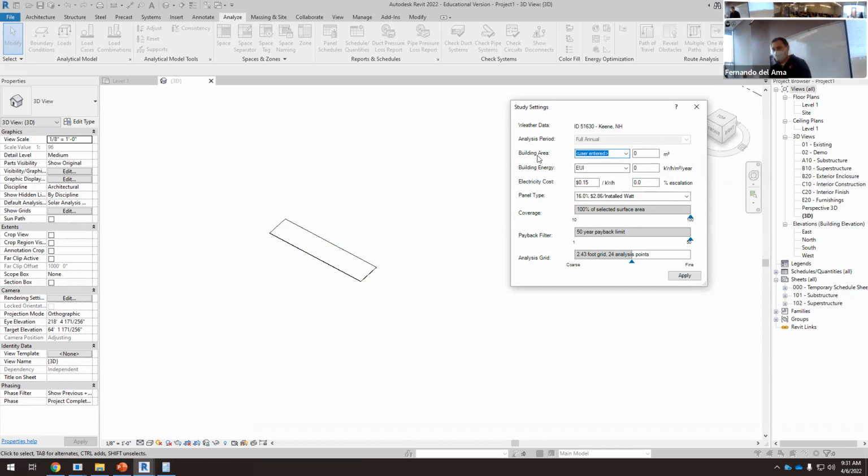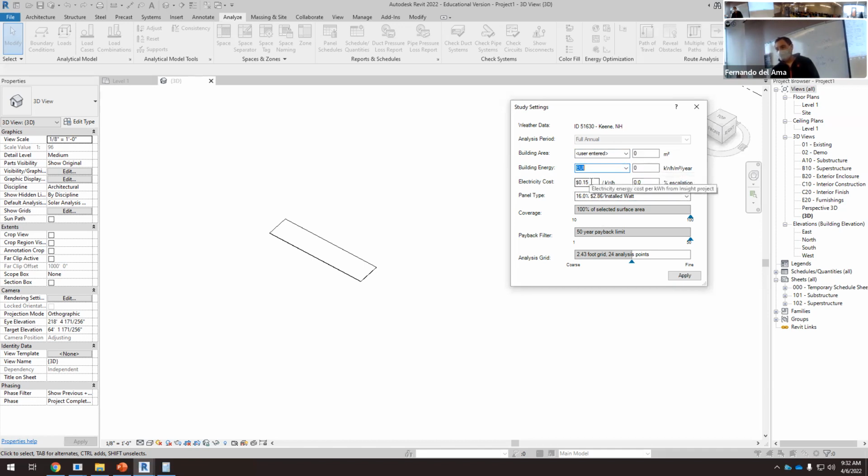Here we have the building area. We are not designing a building. Here we have information about the building energy, so we can include the kilowatt hours per square meter per year that we have in our building. But before that, we need to run a simulation. If we're working with Revit, first we run the simulation. We have done this before. We have a number for the kilowatt hours per square meter per year, and this is the energy that we have to introduce here.